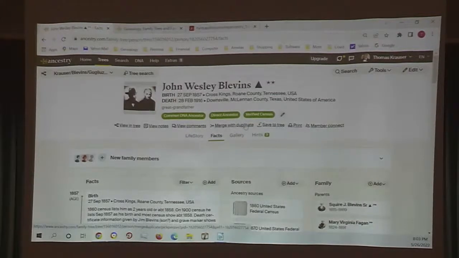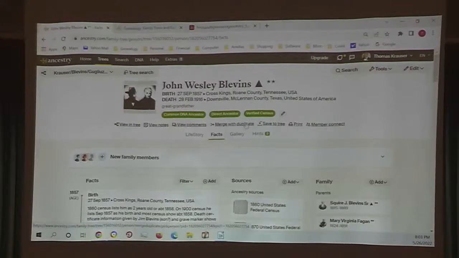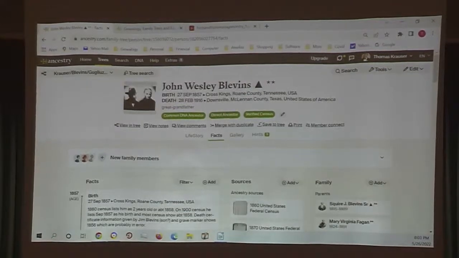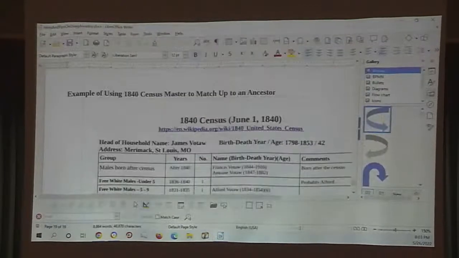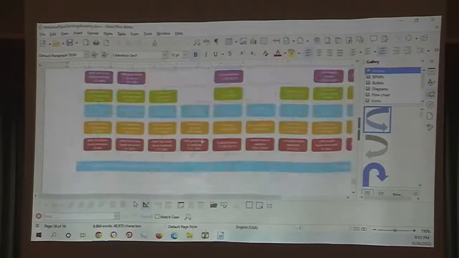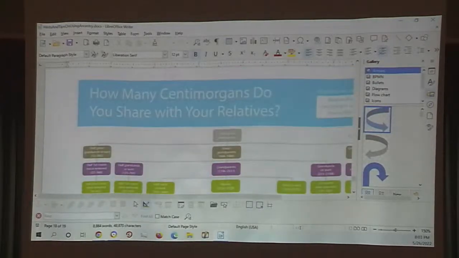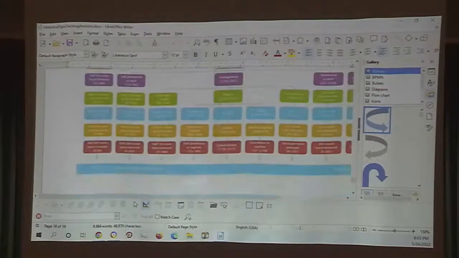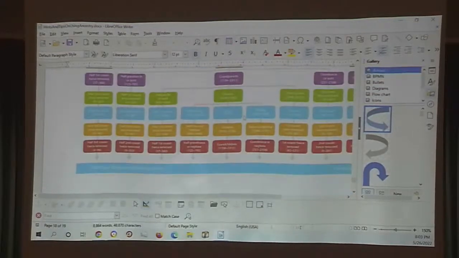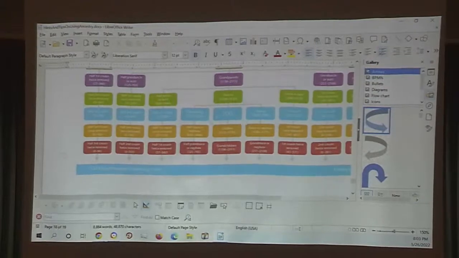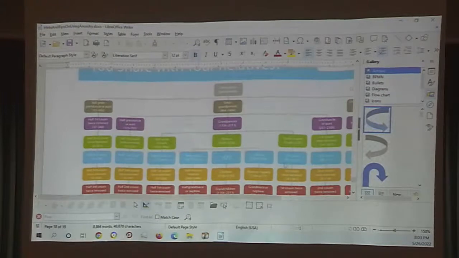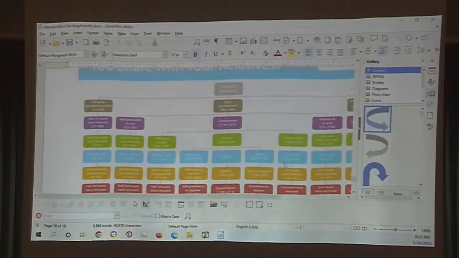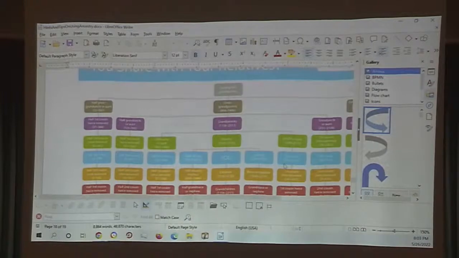Okay, we talked about DNA data quite a bit. I went through 3 trees. Let me see. Okay, and I showed you how to use the DNA master. This is how many centimorgans you share with your relatives. That handout also talks about, if this is you and you go up and down your tree and across, how many DNA cMs are typical for that level?